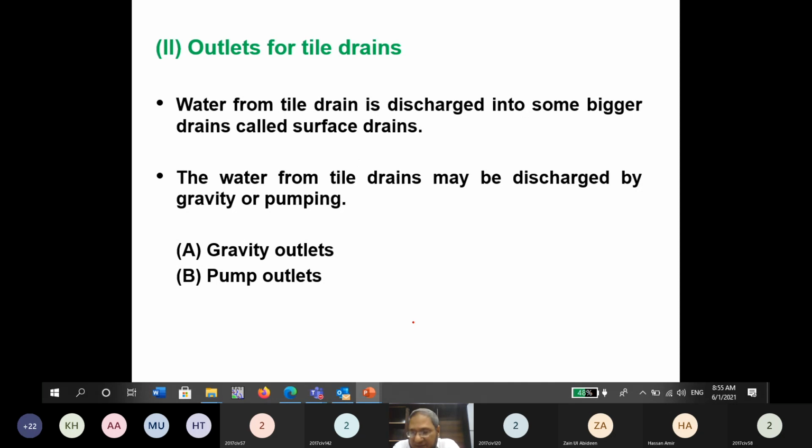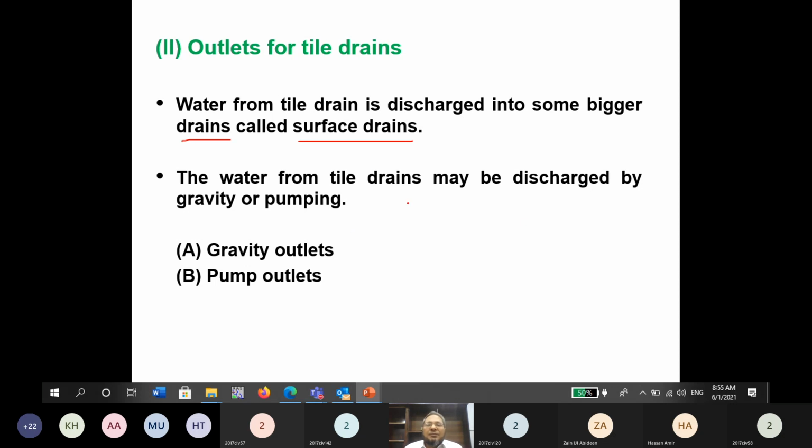Outlets for tile drains. As I mentioned, there is a network of tile drains. So primary drains are like this. They are connecting with a main drain, a tile drain. A tile drain means it's a pipe of bigger diameter with a certain slope, and that main tile drain may fall in an open drain, which may be a deep drain, as we discussed, a surface drain. The water from the tile drain is discharged into some bigger drain, called surface drains.